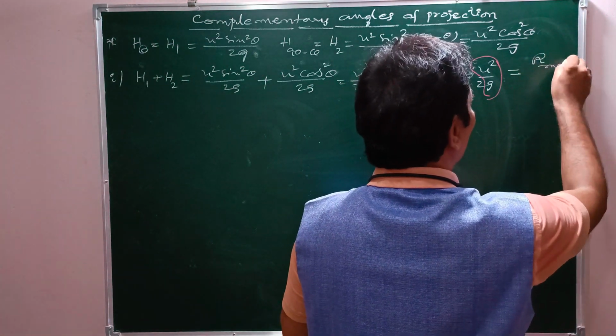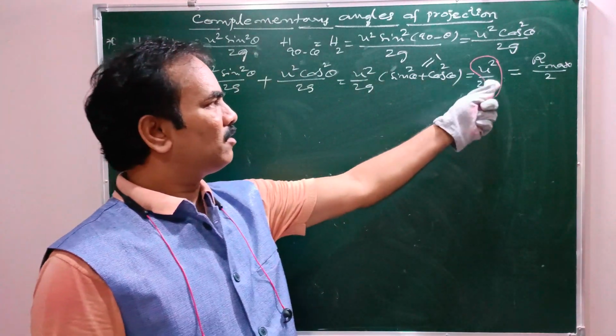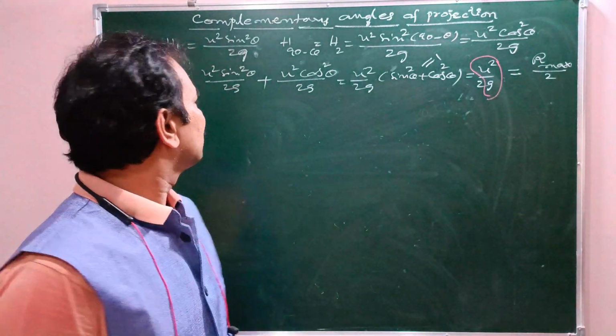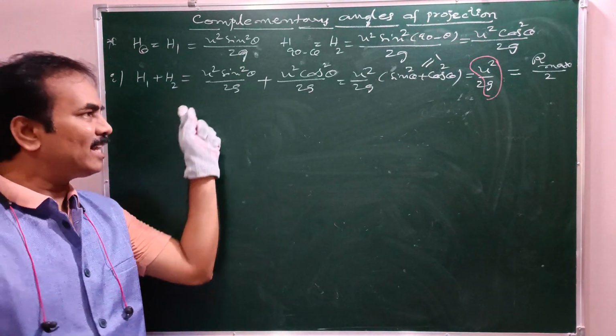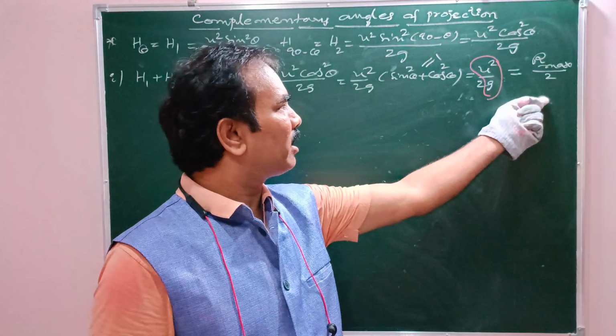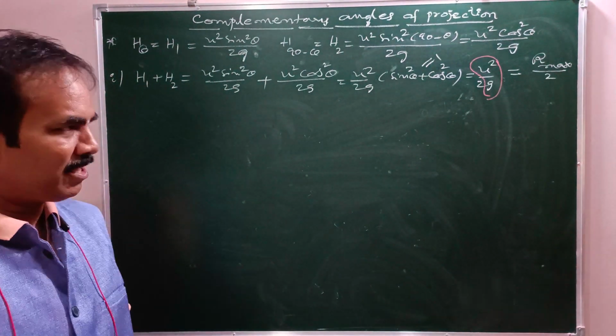R max by 2, right? U square by 2g, that is U square by g, means R max by 2. So what is the sum of maximum heights for complementary angles of projection? R max by 2, otherwise U square by 2g, where U means velocity of projection, otherwise speed of projection.